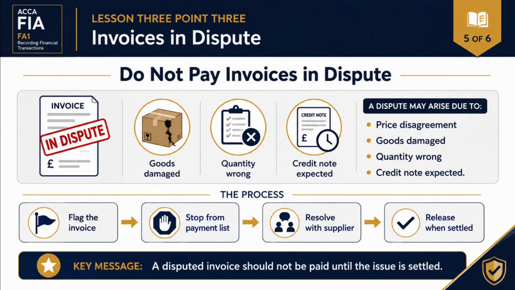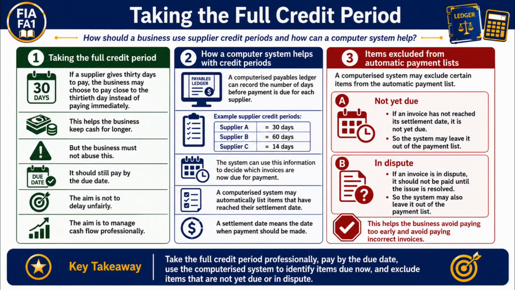For example, the supplier sends the missing credit note. The supplier corrects the invoice. The manager approves the amount. The dispute is removed from the system. The invoice can now appear on the payment list. This is important because if a resolved invoice remains marked as disputed, it may not be paid on time. That could damage the supplier relationship.